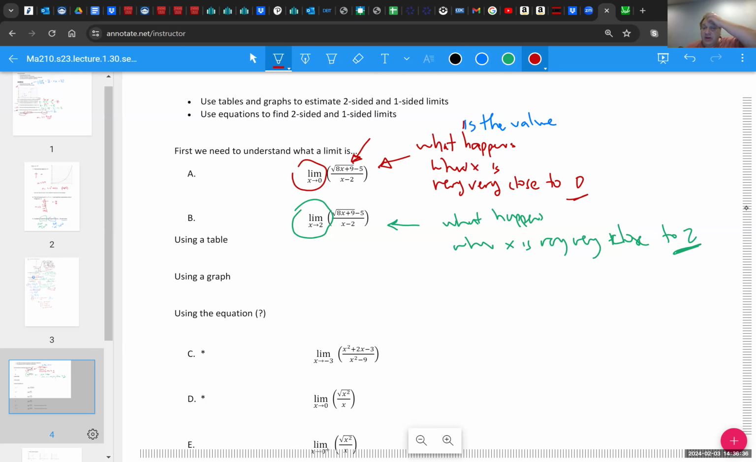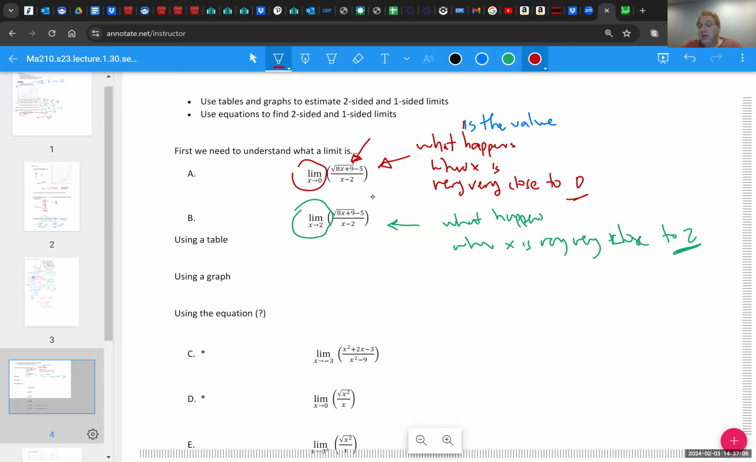And we can try to find this limiting value using a table, using a graph, and even sometimes using the equations themselves. So in this video, I'm going to show you how to use a table and a graph to find these limits. And I'll talk about the difference between two-sided limits and one-sided limits, and of course, how to find both of them. All right, so I've started with this example with this fraction, square root of 8x plus 9 minus 5 over x minus 2.